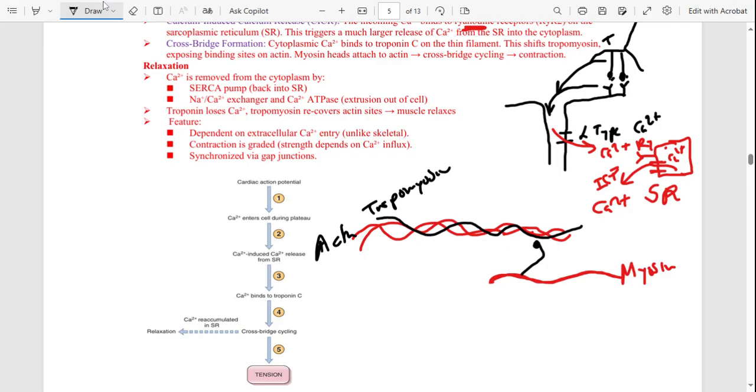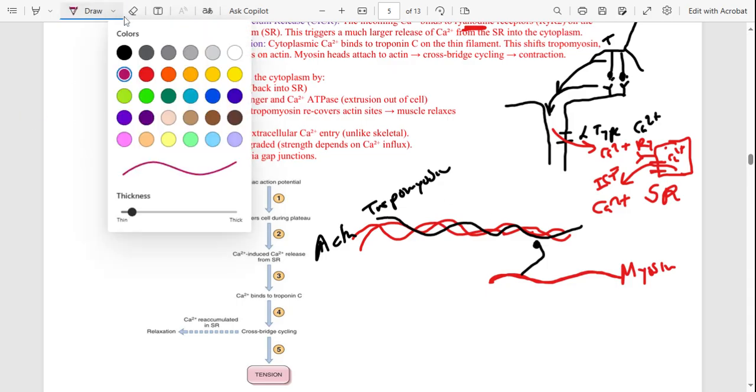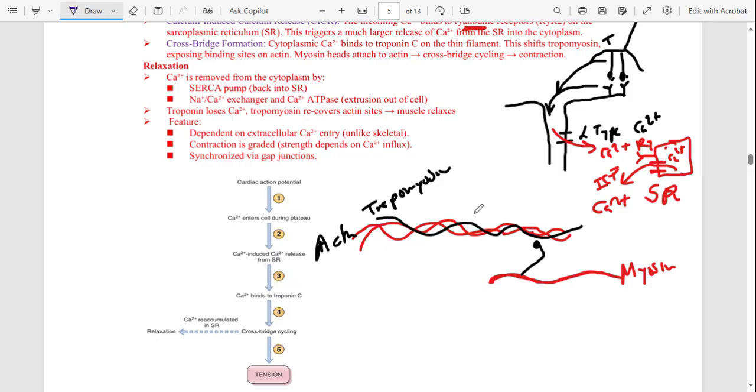Now, to attach to the tropomyosin, you have got three types of troponins. Three types. There is troponin I, troponin T, and troponin C. I is basically the inhibitor. T is basically representing tropomyosin. It binds to tropomyosin. And then the troponin C, that's the one that binds calcium.